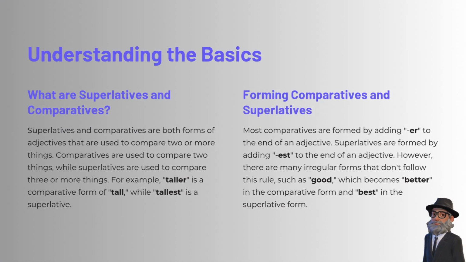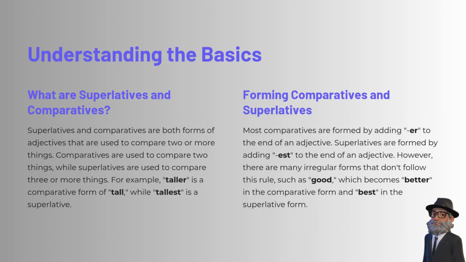Understanding the basics. What are superlatives and comparatives? Superlatives and comparatives are both forms of adjectives that are used to compare two or more things. Comparatives are used to compare two things, while superlatives are used to compare three or more things. For example, taller is a comparative form of tall, while tallest is a superlative.